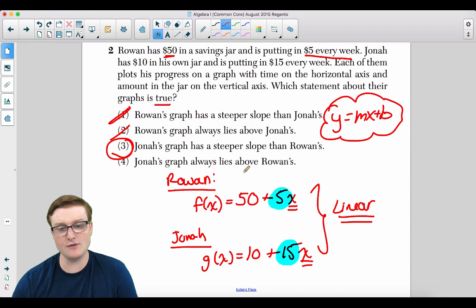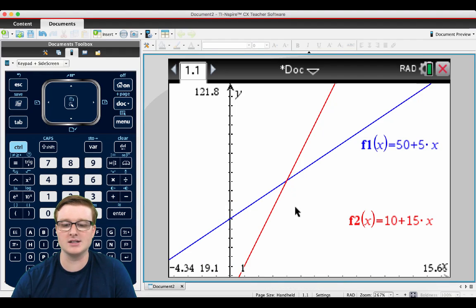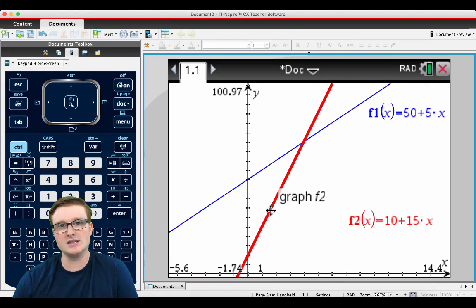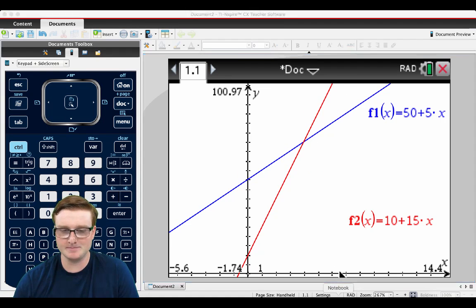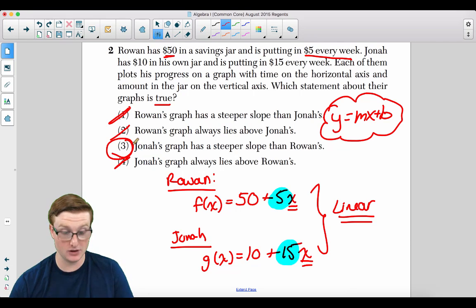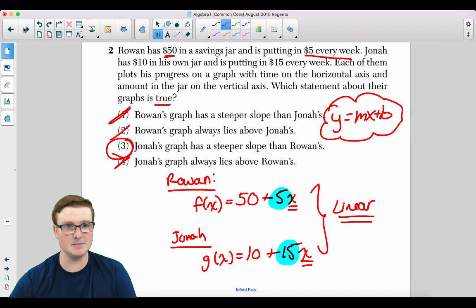Choice 4 says Jonah's graph always lies above Rowan's. And again, we just saw this. The red, which is Jonah's line, does lie below Rowan's at first, but then he starts to exceed it. So both play a role in that sense. But choice 3 is definitely the correct answer because the slope is steeper.